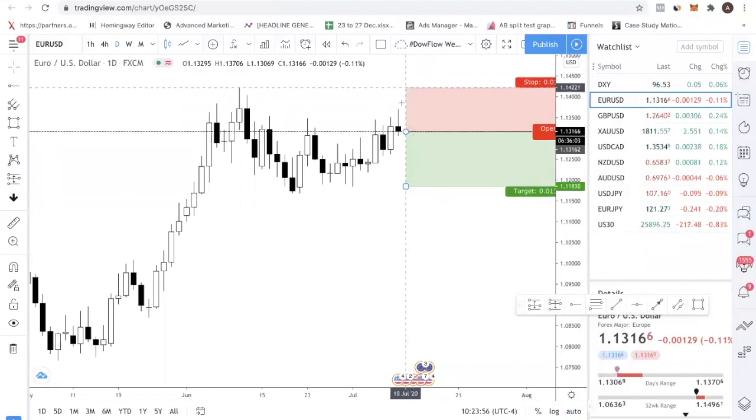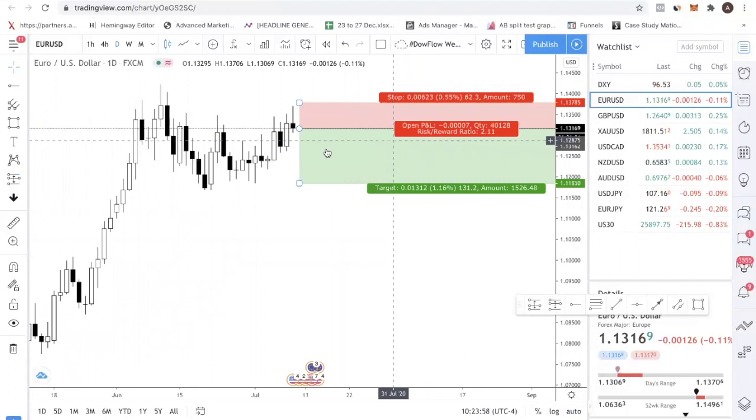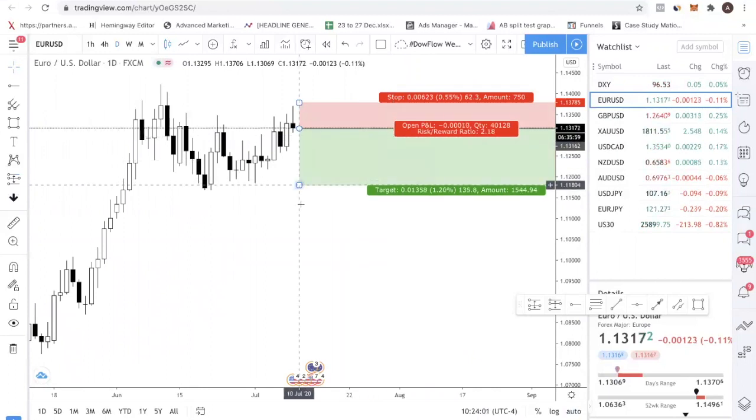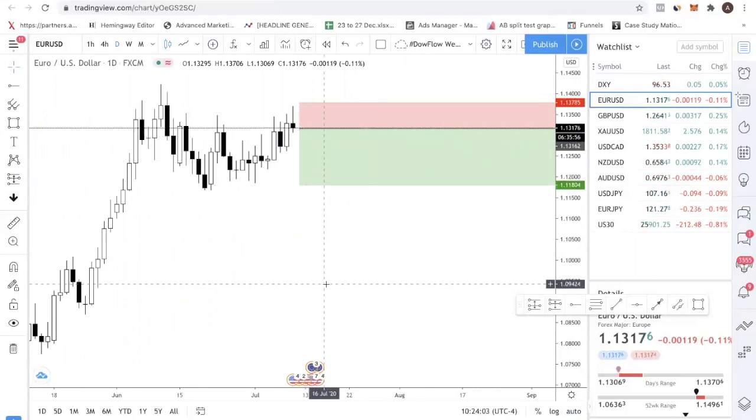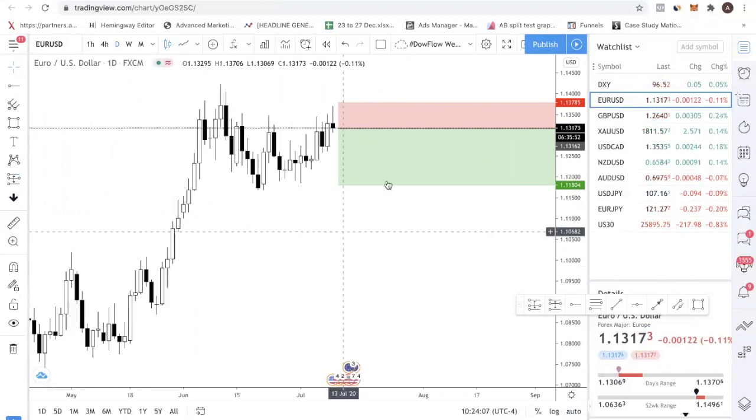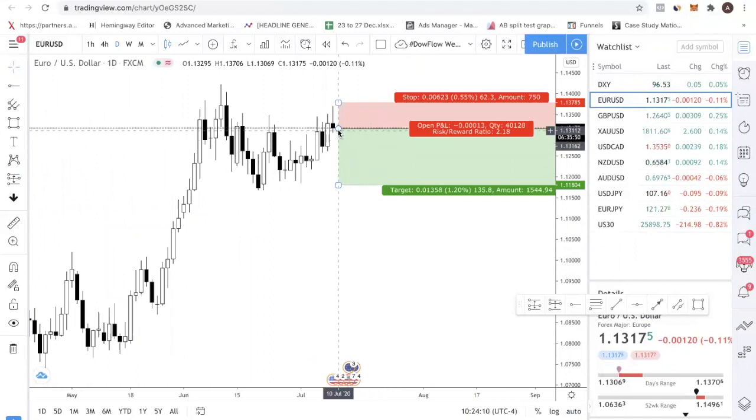So let me just zoom out for you. Something like this. Okay. Oh, so good, because I use my phone only. It's so limited. The phone is definitely limited.